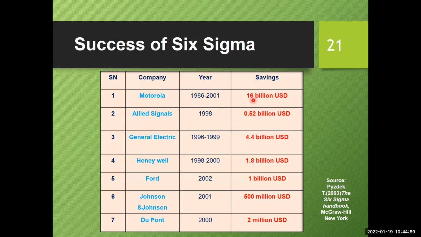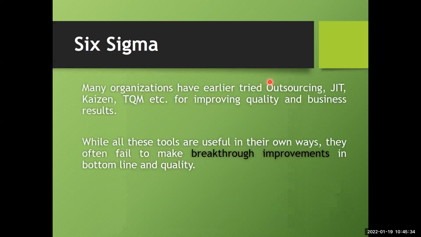Motorola saved 16 billion USD after incorporating this Six Sigma program. Allied Signal, General Electric, who derived the concept of Lean Six Sigma in 2001, and Honeywell, Ford, Johnson and Johnson, DuPont, and many other industries claimed a lot of savings by using the Six Sigma philosophy. Let's see what exactly this Six Sigma is.